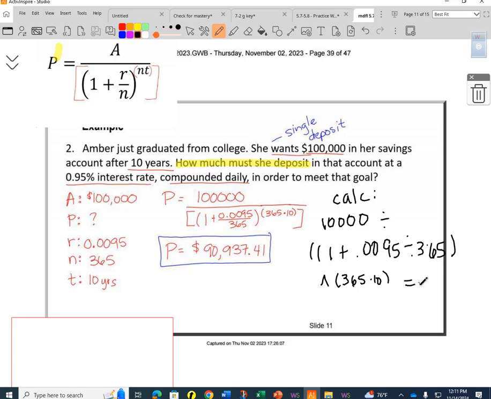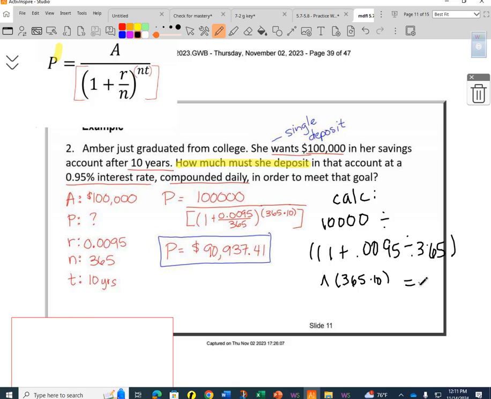Get it? Good. All right, y'all ready to go on? Okay, so those are two examples on a single deposit. Situations where we want to be able to determine what we need to deposit one time so that we have a certain amount of money at the end of a period of time.